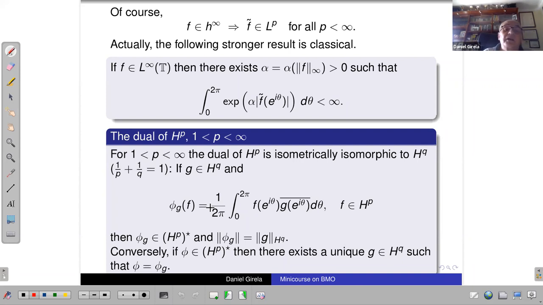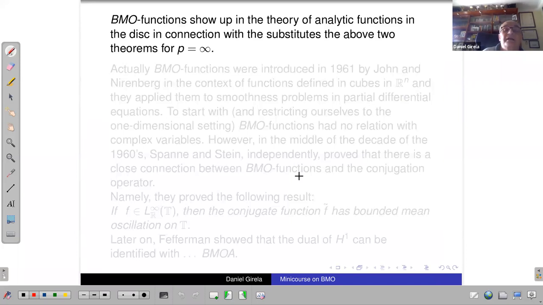And as I say, the first result regarding the conjugate function cannot be extended to P equal infinity, and it is also true that the dual of H1 cannot be identified with H infinity. And we will try to obtain the substitute of these two theorems for P equal infinity. And BMO shows up in solving these two questions. This is what I said, BMO functions show up in the theory of analytic functions in connection with the substitute of the above two theorems, the Riesz conjugation theorem and the theorem about the duality of HP when we go to P equal infinity.